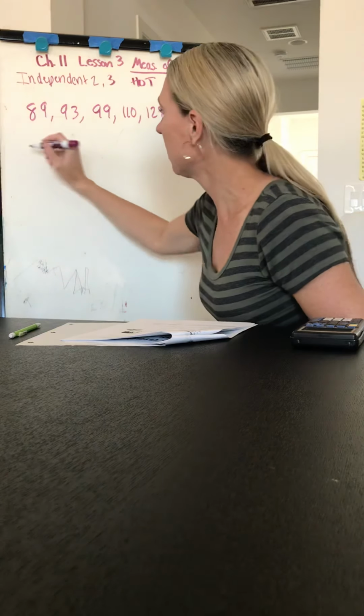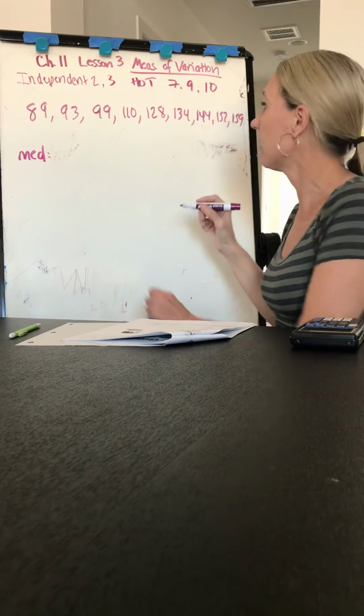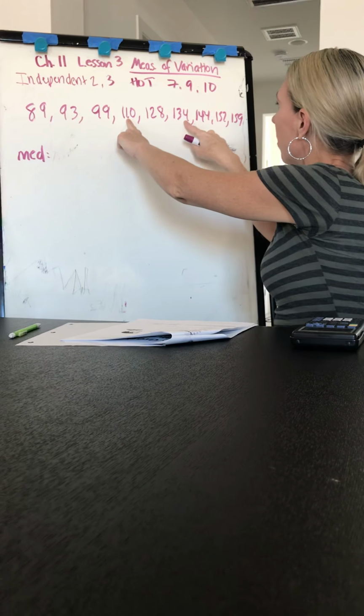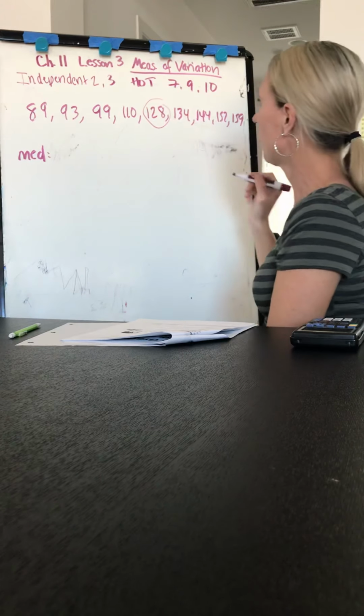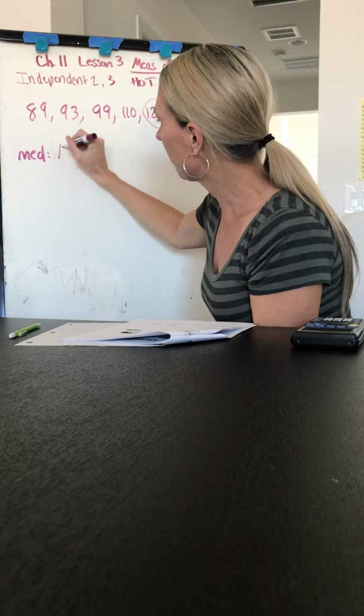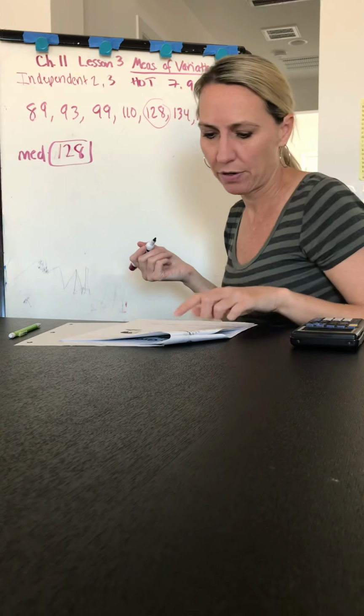So it says he found the median. So let's find the median, then we'll compare what we're doing to what he did. So 1, 2, 3, 4, 1, 2, 3, 4. Looks like the median is 128 because there's 4 numbers on this side, 4 numbers on that. So the median's 128. What he wrote was 128, so we did that part right.